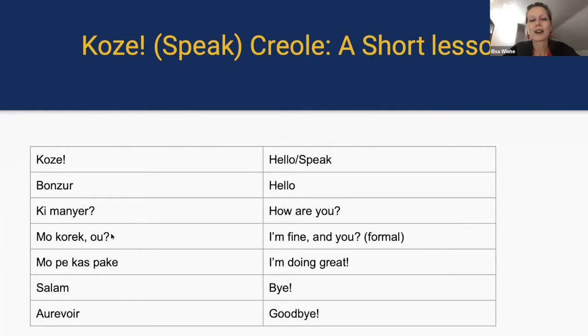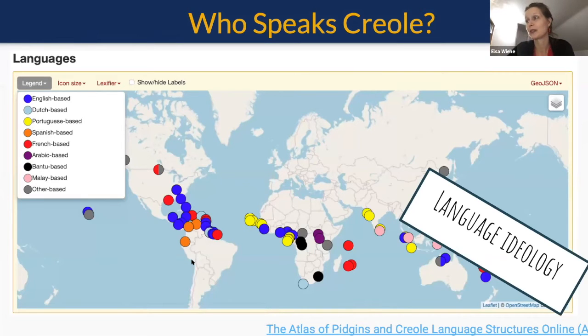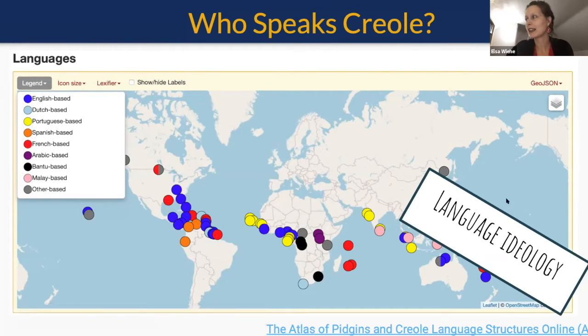So Mauritius is part of many countries which speak their own forms of Creole. Okay. So if you look here a little bit at this map, this is a map from the Atlas of Pidgins and Creole Structures online. It's a full online resource. It's also included in the lesson that was linked at the beginning of this session.